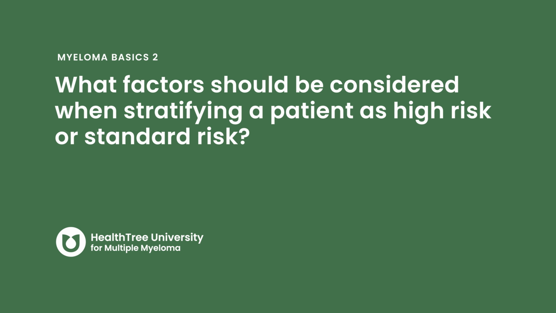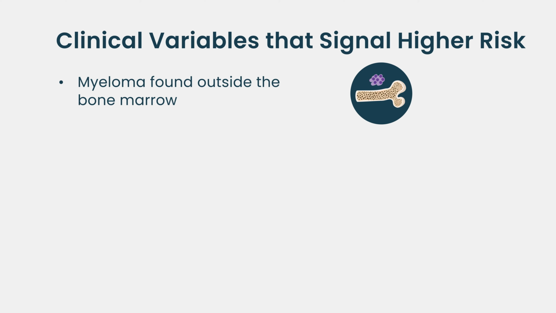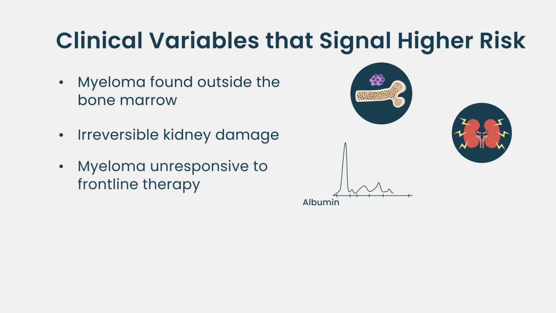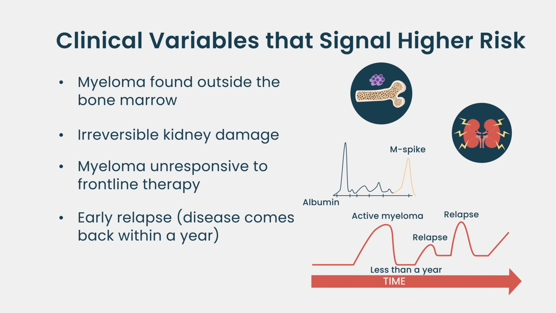What factors should be considered when stratifying a patient as high risk or standard risk? There's a lot of different biologic features that determine risk. People who have disease outside the bone marrow presentation have a higher risk. Patients who present with kidney impairment that doesn't reverse have higher risk. Patients who do not respond to first-line therapy have higher risk, and patients whose disease comes back within 1 year of starting therapy have higher risk.